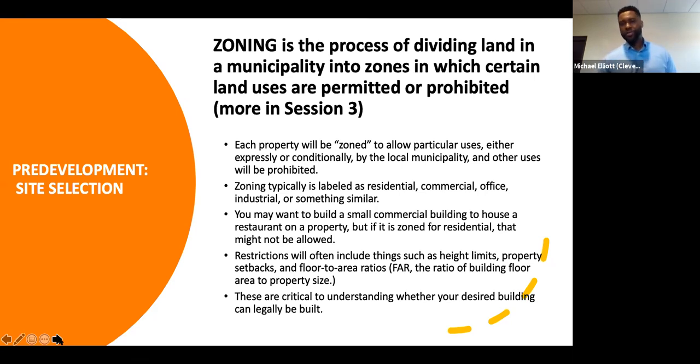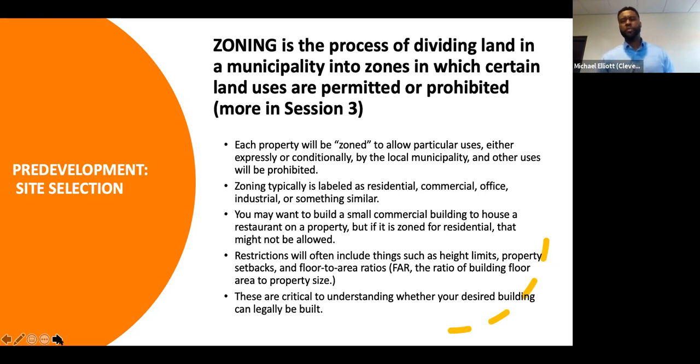A lot of the planners within the city of Cleveland do this work. They basically help the city and municipality plan out what areas are zoned for particular uses, leveraging their expertise and their insights. Each property will be zoned to allow for a particular use, either expressly or conditionally by a local municipality, and other uses will be prohibited.